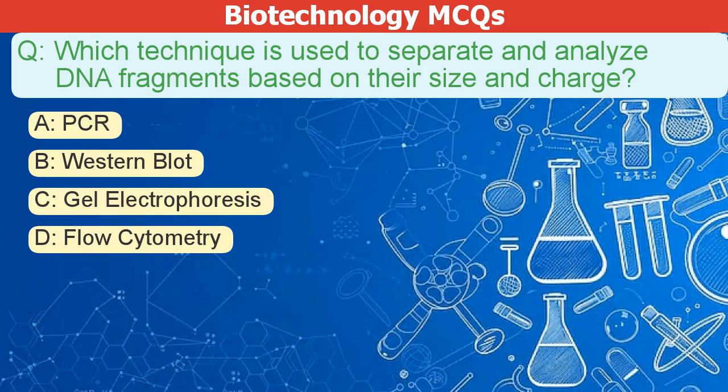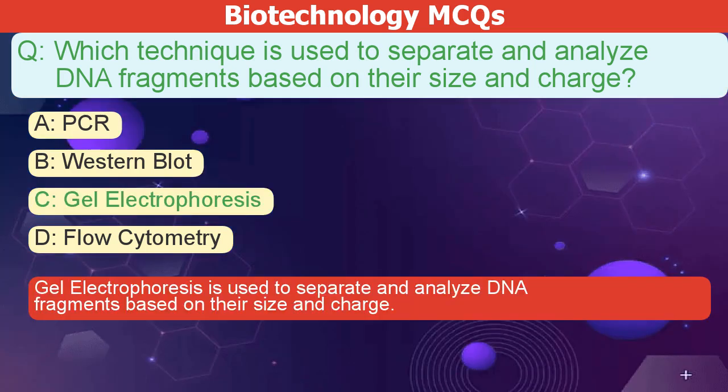Which technique is used to separate and analyze DNA fragments based on their size and charge? A. PCR. B. Western blot. C. Gel electrophoresis. D. Flow cytometry. The correct answer is C. Gel electrophoresis is used to separate and analyze DNA fragments based on their size and charge.